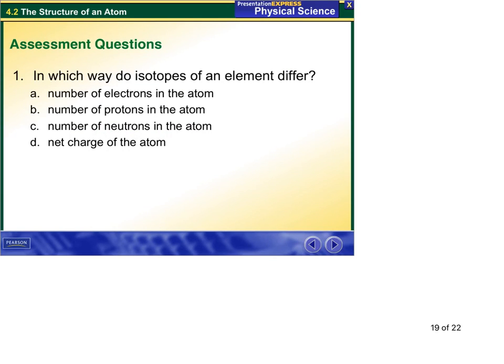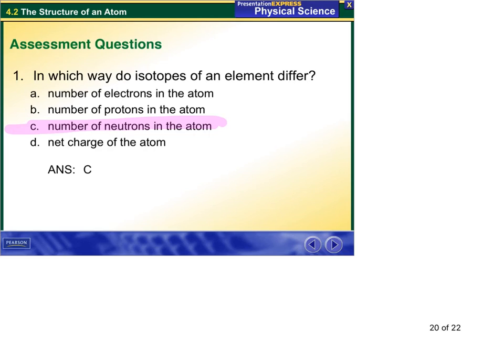And as always, a few quick review questions. Always good to think about these, try them, pause the video, and then see if you got the right answer. Which way do isotopes of an element differ? In the number of neutrons in the atom.